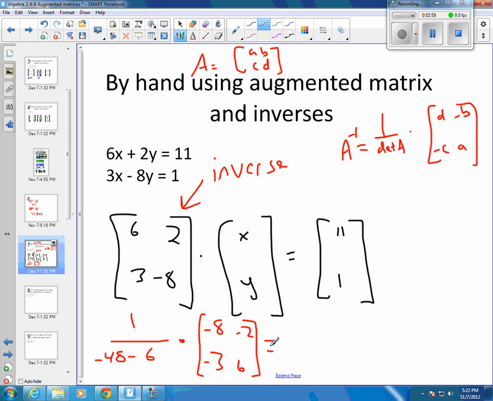So let's solve that. So this is going to be 1 over -54 times -8, -2, -3, and 6. And that finally gets us to our resultant matrix. We can just leave it like that. We'll leave it right like that and deal with it that way. So let me extend my page now.